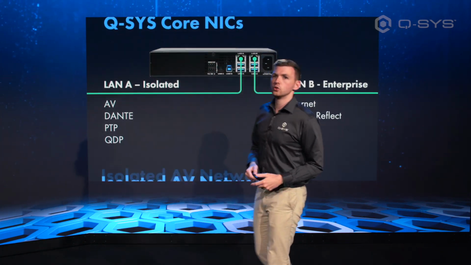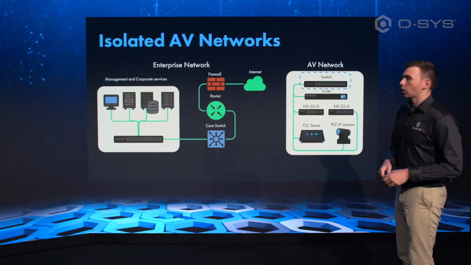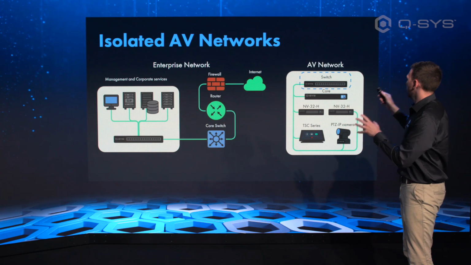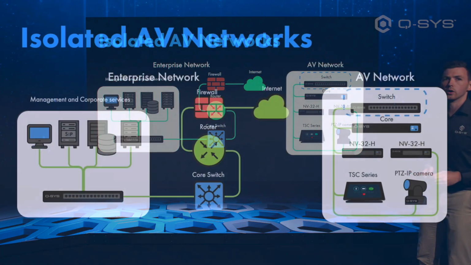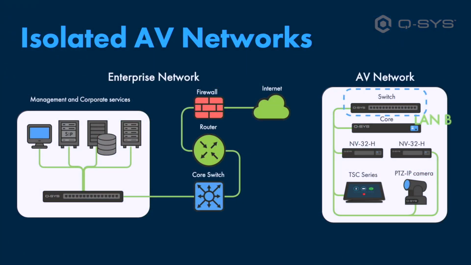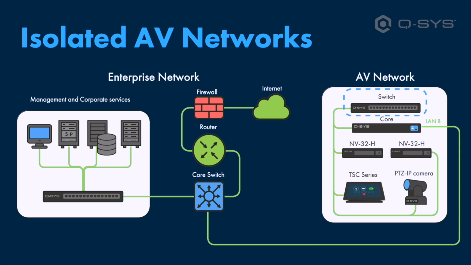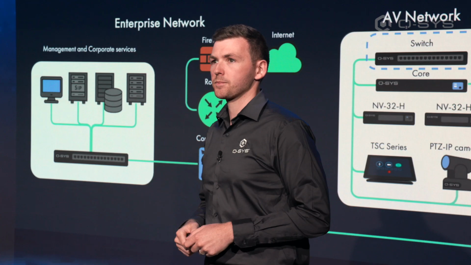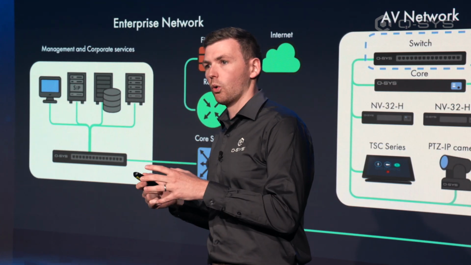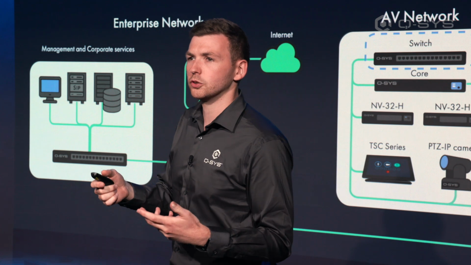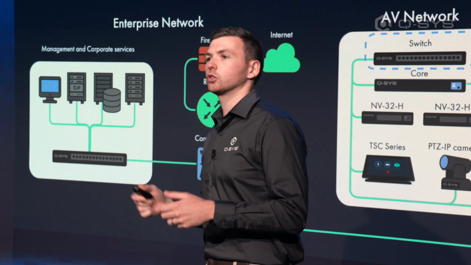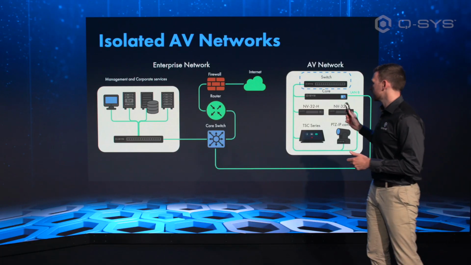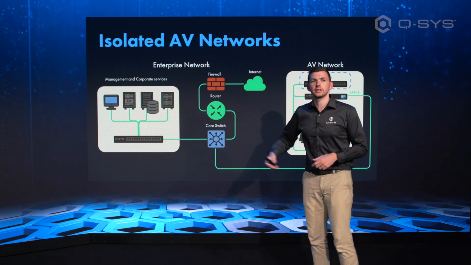So coming back to our diagram here, we've got the enterprise network, we've got the local AV network. And what we're going to do here is essentially use LAN B and hook that up to our corporate network. Okay, simple as that. That's going to allow us to monitor the core, which in turn is going to allow us to monitor the peripherals. And of course, we can use that with Q-SYS Reflect because this is going out to the internet.